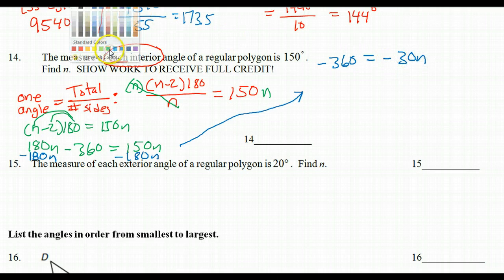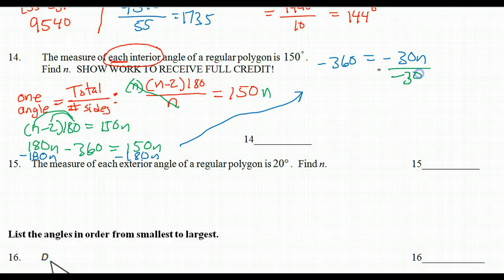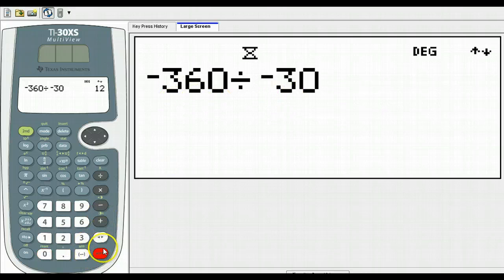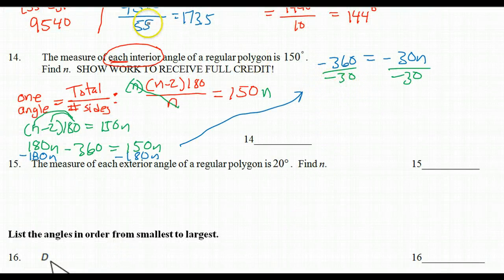Of course, I'm going to divide both sides by negative 30 now. Looks like this, and guess what? 12. That gives us that n is equal to 12. Please let us remember what n represents. n is the number of sides. That means based on the fact that each angle is 150, this must be a dodecagon, a 12-sided shape. Alright, so I would just write that down, that n is 12.